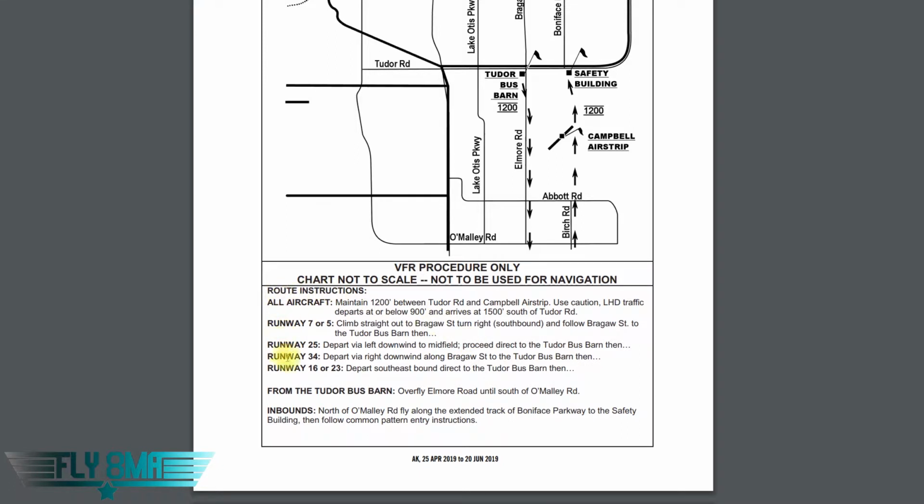Now, all aircraft, regardless of what runway you're on here, you have to maintain 1,200 feet between Tudor Road and the Campbell airstrip. So what they're saying here is be at 1,200 feet in this area because Lake Hood traffic departs at or below 900 and arrives at 1,500. So you got arrivals coming in at 1,500 along Tudor Road, departures going out at 900. You're going to squeeze right between them with just about 300 feet separation. Hopefully you got that altimeter setting right, and you're going to be 300 above or 300 below the arrivals and departures going into Lake Hood.